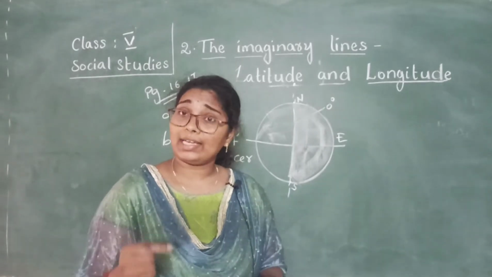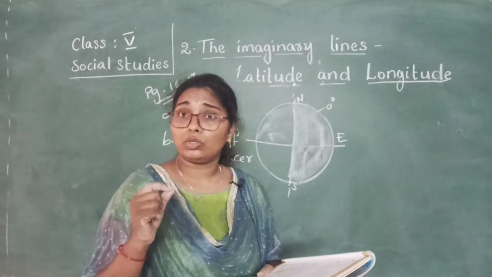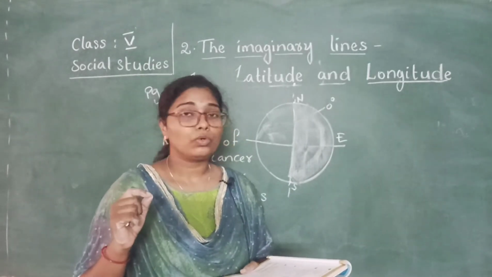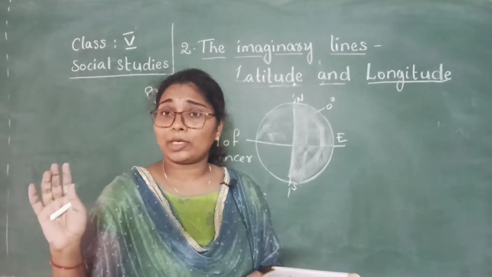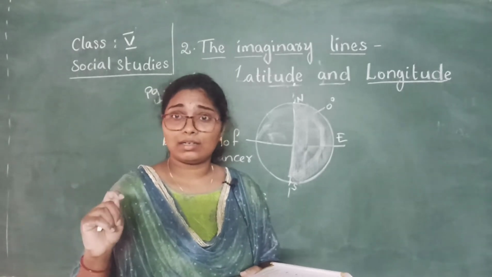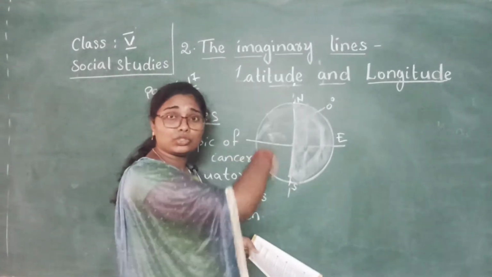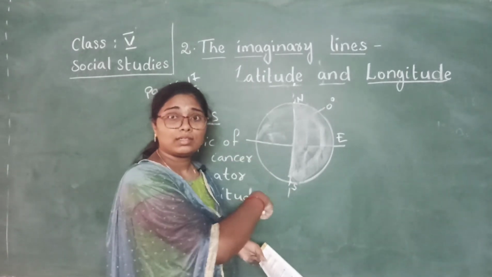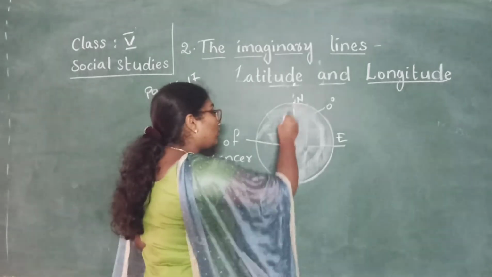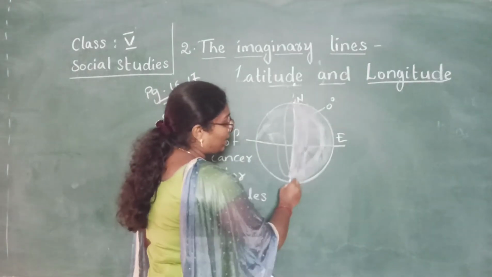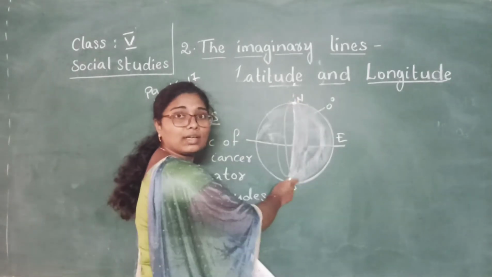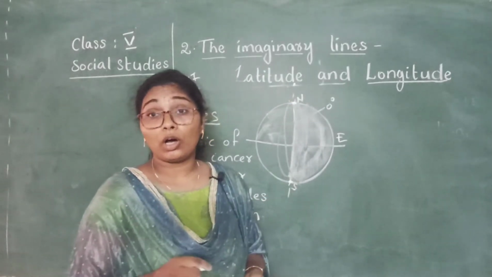Which of these meet at poles? So what are the lines that meet at poles? Do latitudes meet at poles? No, latitudes can never meet because they are parallel, right? So what are the lines that run from north to south direction? Longitude. So all longitudes meet at poles, right? What are those? Longitudes.